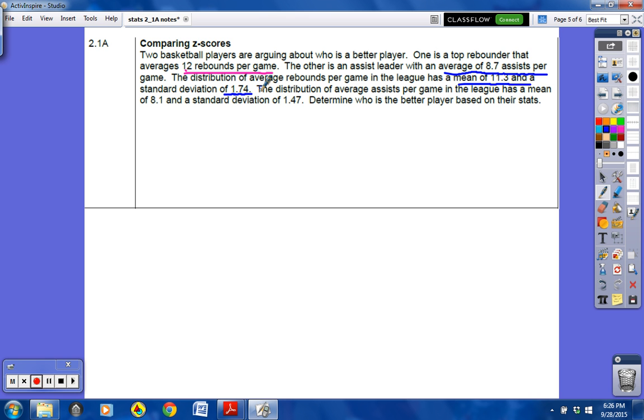Oops, that's supposed to be rebound, so that's supposed to be pink. And I just still did not get pink.